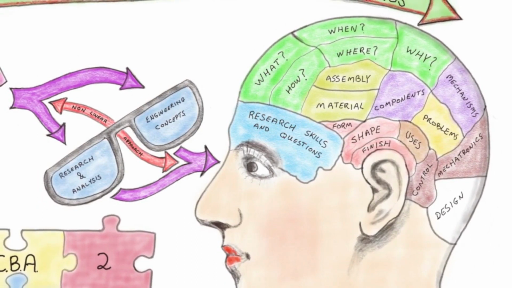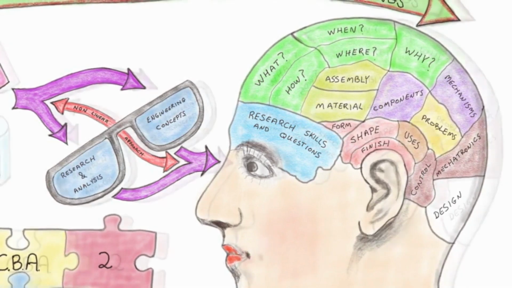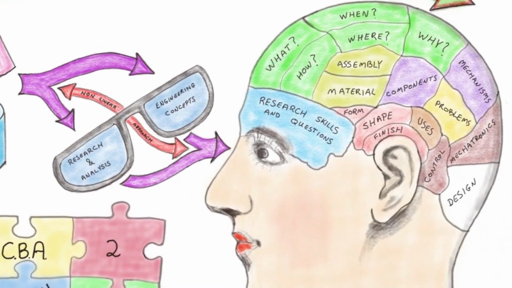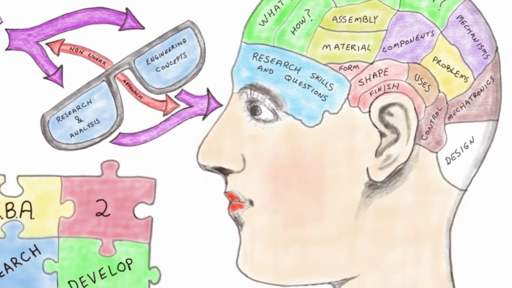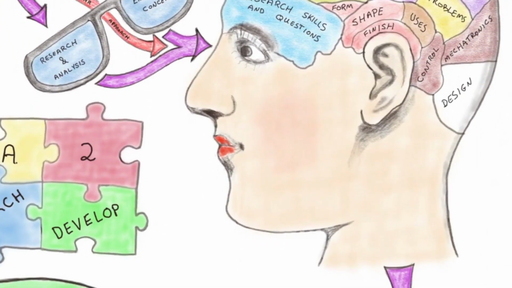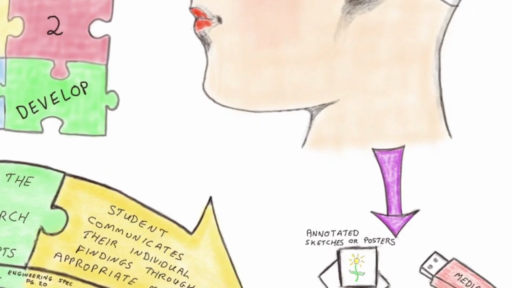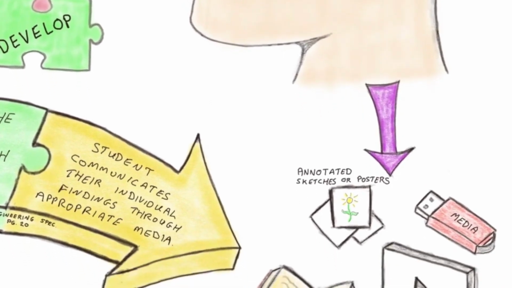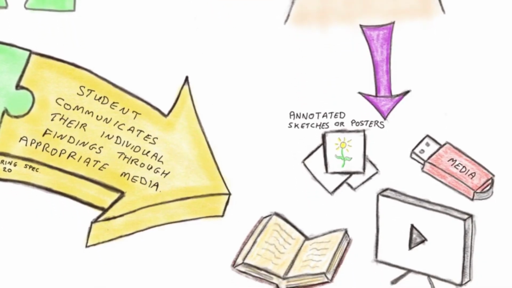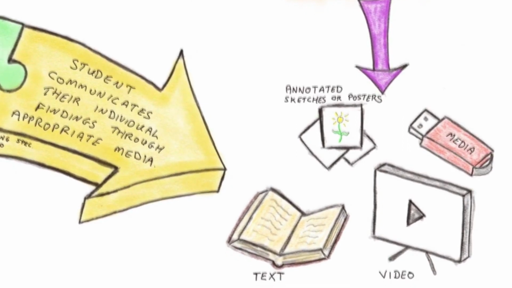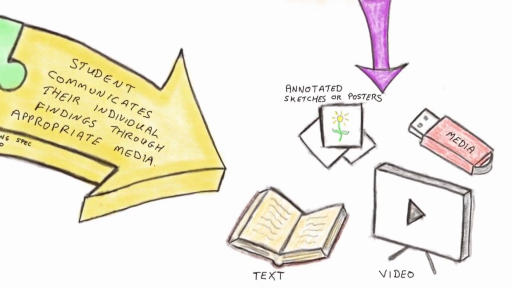Once the student has developed some findings based on the research they've conducted, they now need to communicate their ideas, and they may do that through any appropriate medium. Again, depending on the research the student has conducted, they may want to give some annotated sketches. They may want to give a poster. They may want to submit a vlog or an audio recording. They may submit some videos, or indeed they may submit a text report that they have produced.